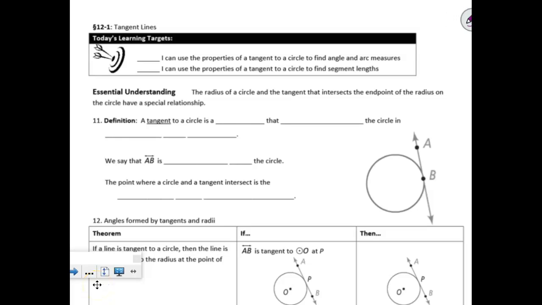Today we're going to talk about tangent lines. The essential understanding says a radius of a circle and the tangent that intersects the endpoint of the radius on the circle have a special relationship.